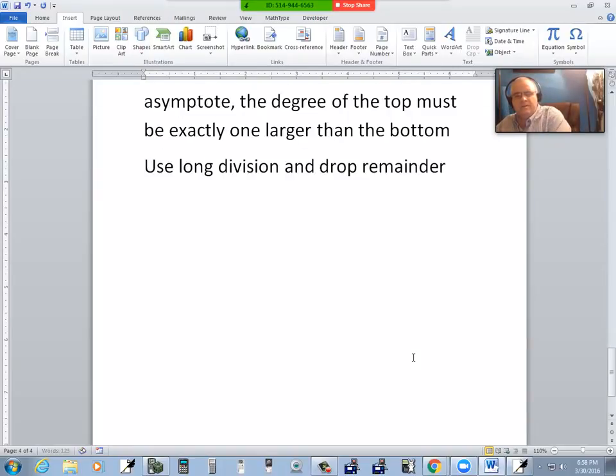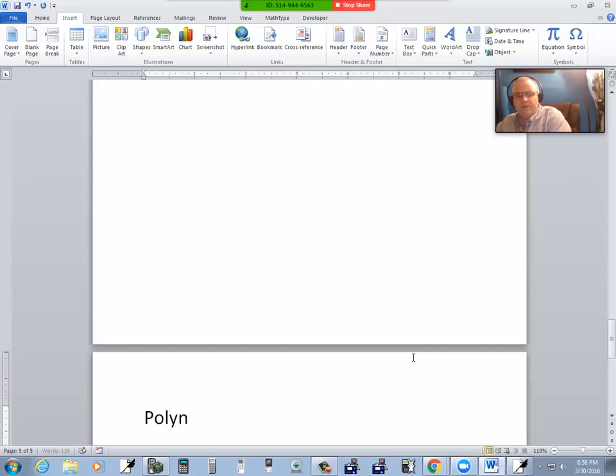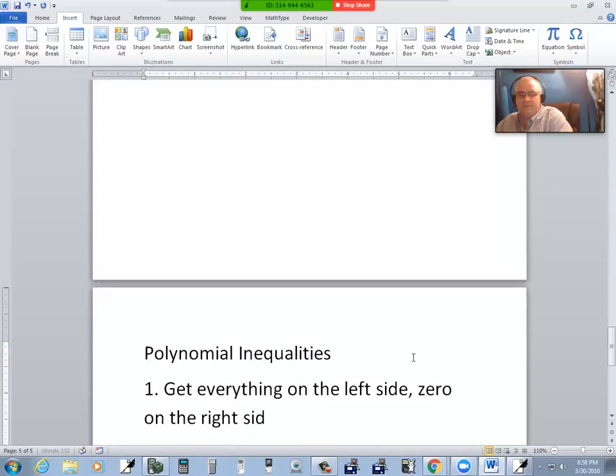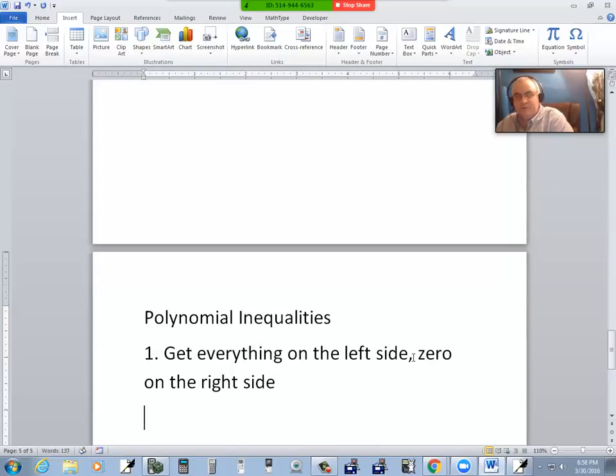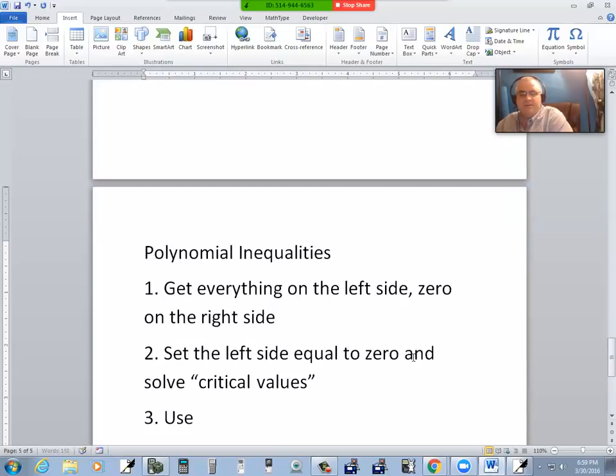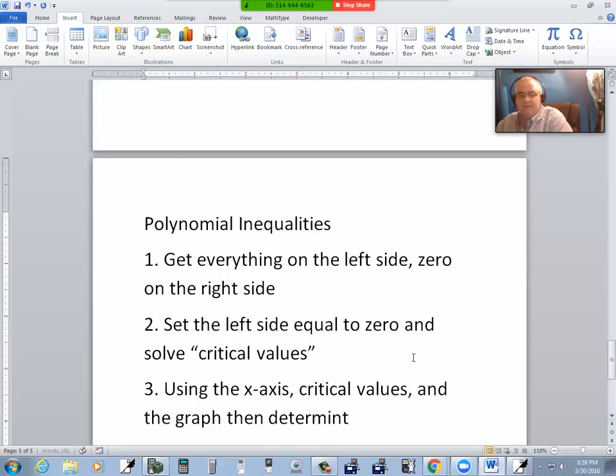Okay, so polynomial inequalities. Our first step is to get everything on the left side, 0 on the right side. This process is based upon there being everything on the left side, 0 on the right side. Step 2, set the left side equal to 0 and solve. These are going to be called our critical values. Step 3, using the x-axis, the critical values, and the graph, then determine the answer.